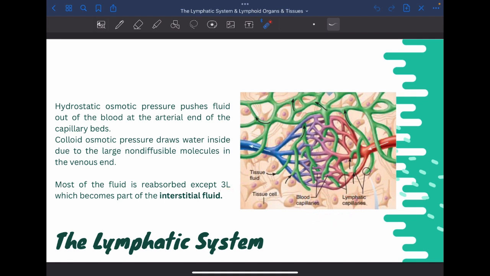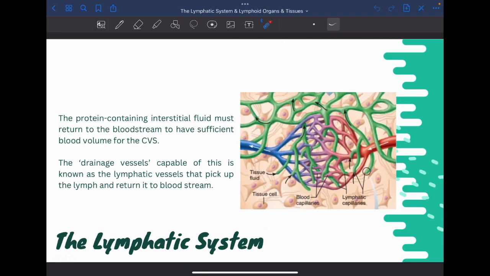So the job of the lymphatic system is to return that fluid that didn't go back to the venous side of the capillary bed. Hydrostatic pressure will push the fluid out at the arterial end of the capillaries, whereas colloid osmotic pressure will pull it back inwards because of the non-diffusible molecules. Most of the fluid is reabsorbed and goes back to the veins, but around 3 liters every single day will remain part of the interstitial fluid.